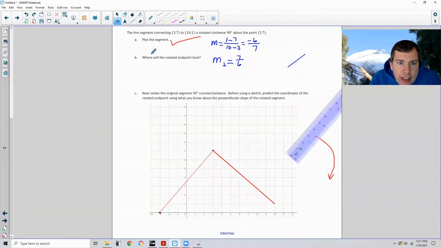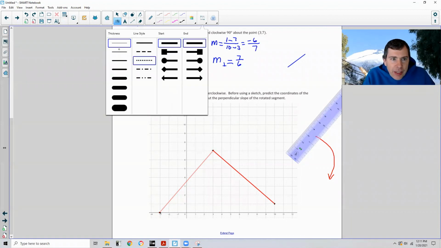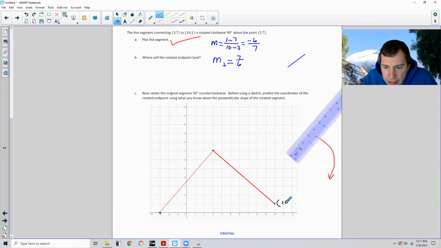Okay, so part B says, where will the rotated endpoint land? So where did this point, that's right here, which is at the point, oh, how cool, let's make it solid, which is at the point 10, 1. It ended up at -3, 0. So when I rotated it, it ended up being -3, 0. Okay, so that's B.